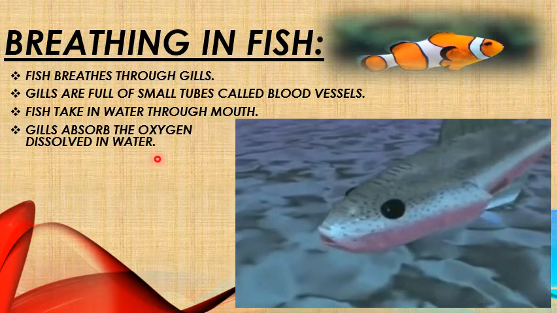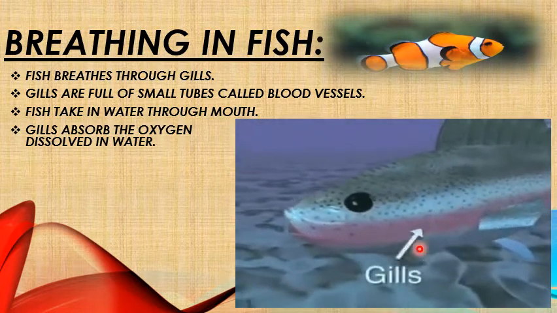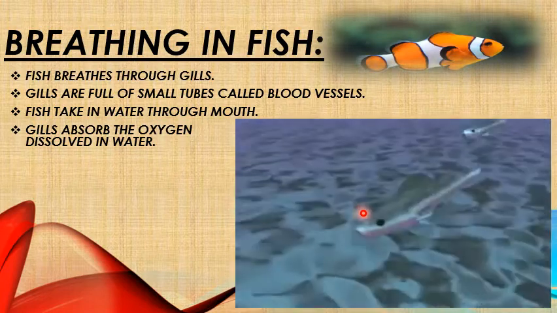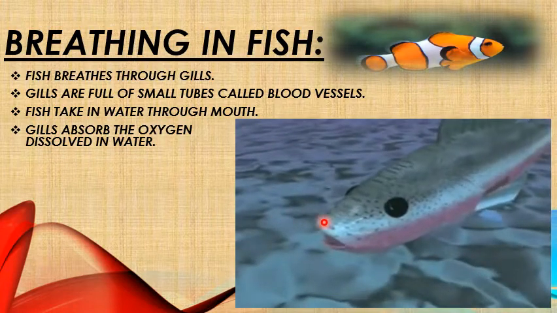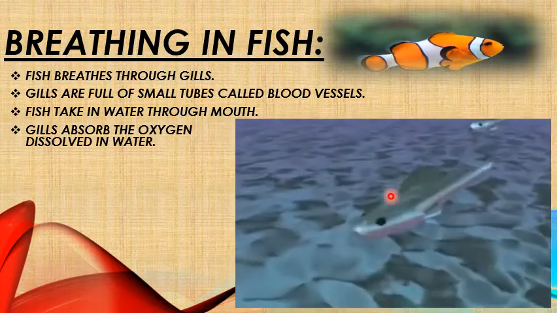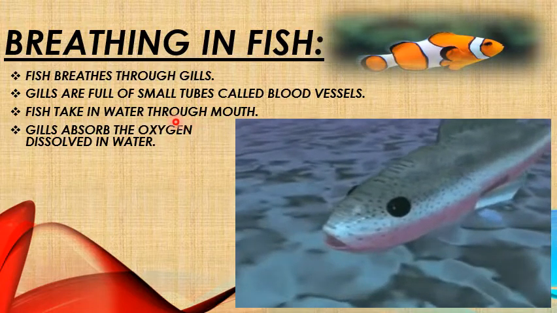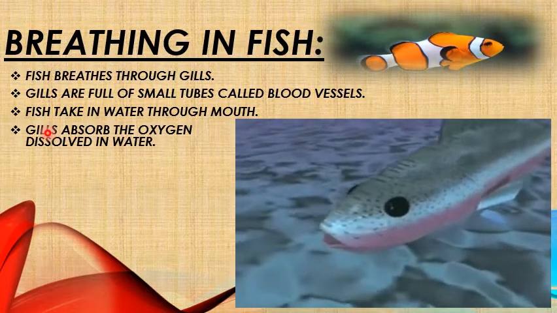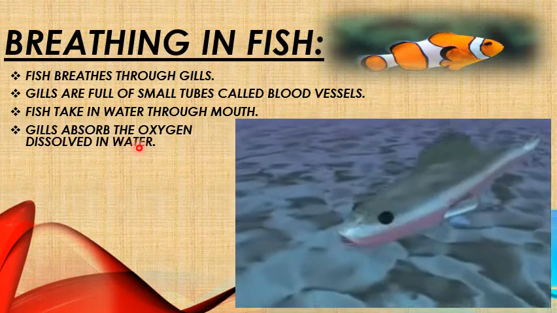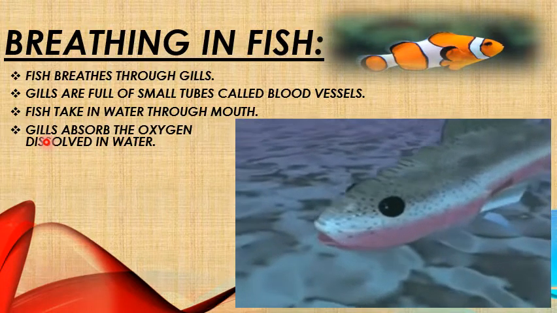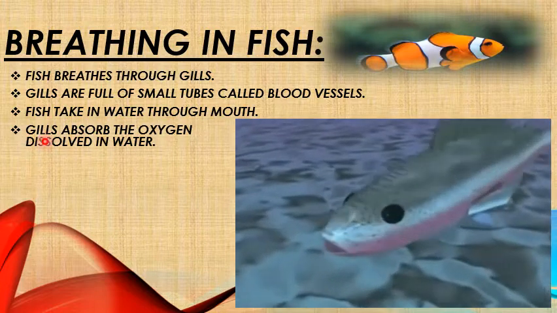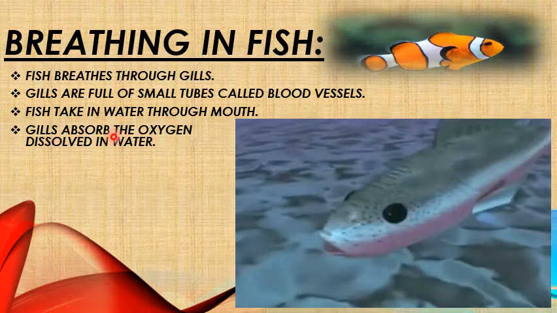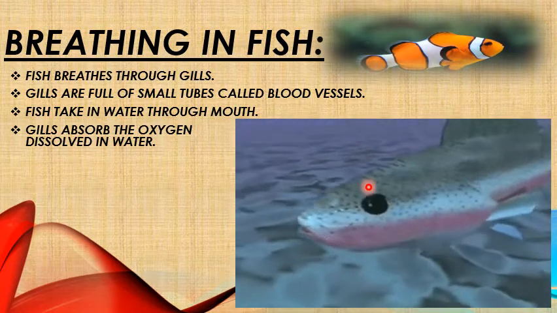Remember, these gills do not absorb the oxygen directly from the water. First, water goes into their body through their mouth. When water goes into their body through the mouth, inside their body, gills are full of small tubes like blood vessels, and these gills absorb the oxygen dissolved in water. This is the difference between gills and lungs: lungs absorb the oxygen which is in air, but gills absorb the oxygen that is dissolved in water, as fishes do.